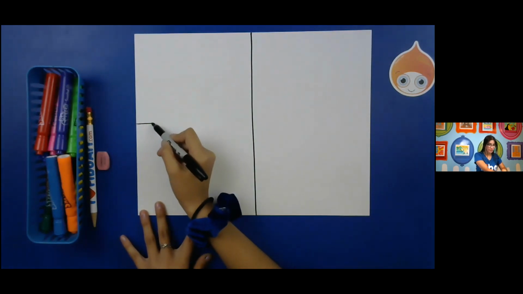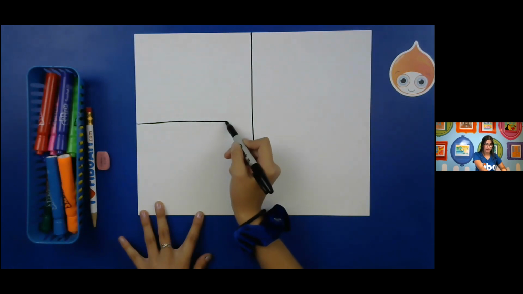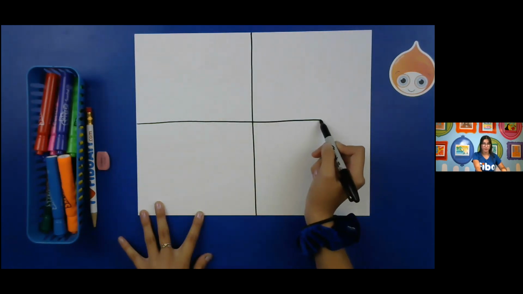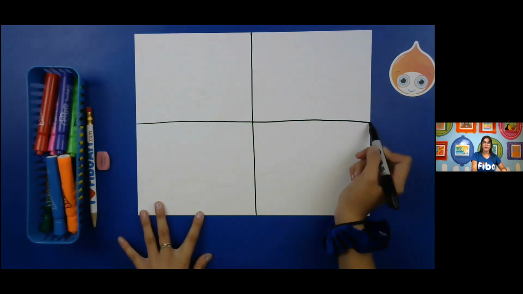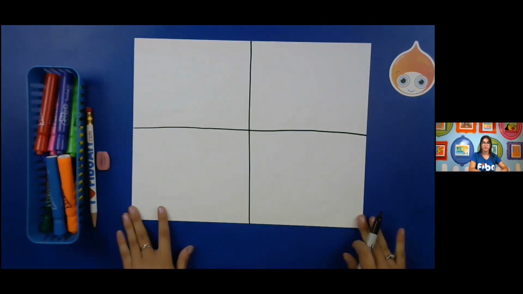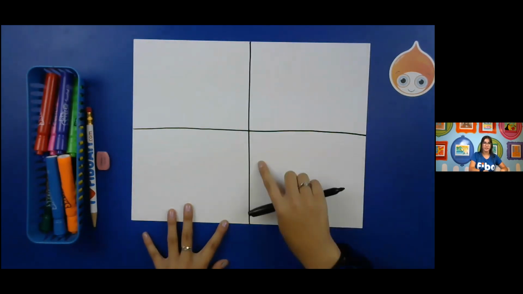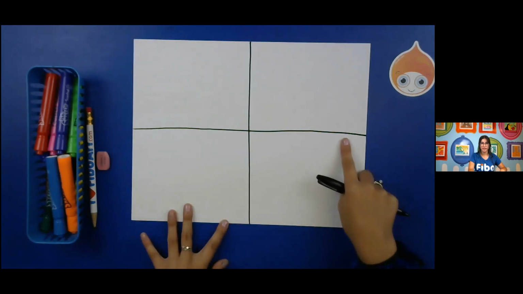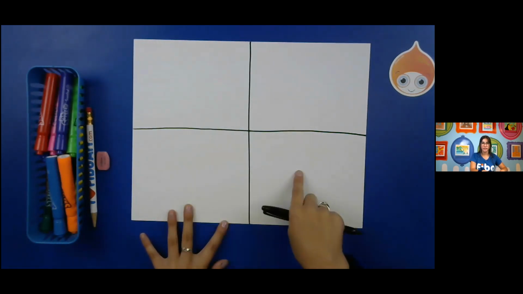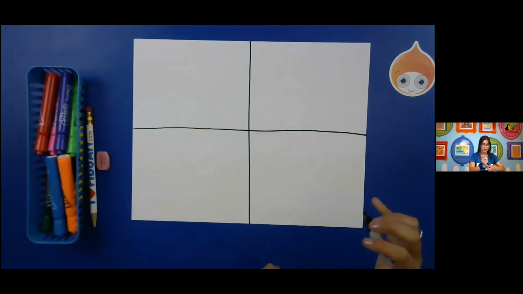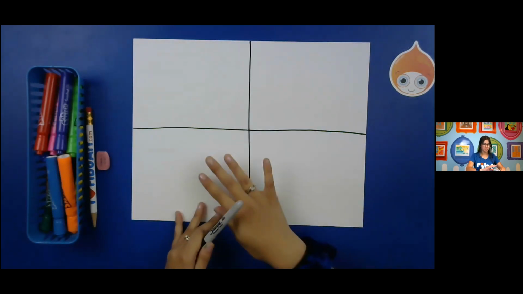It all depends. So what I'm doing now is I am sectioning off my paper. I'm drawing a plus sign. I'm putting my paper horizontal, side to side. Then I'm creating a plus sign, up and down and side to side, so that way I have 4 equal sections. It's okay if it's not perfect, just as long as you get about 4 sections on your paper.